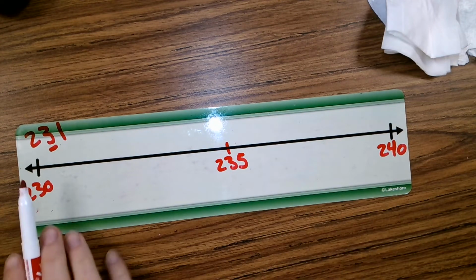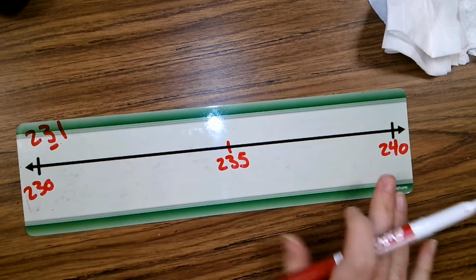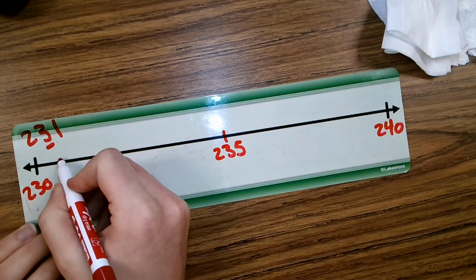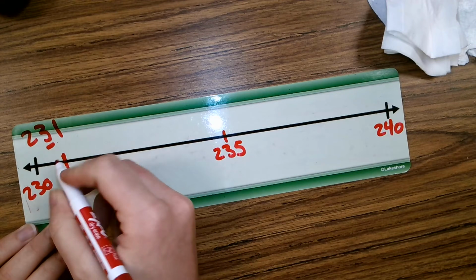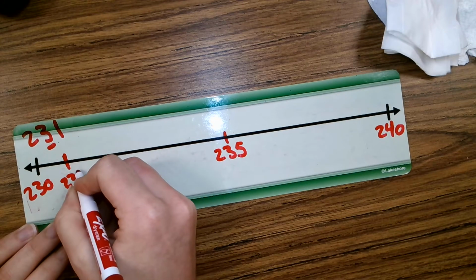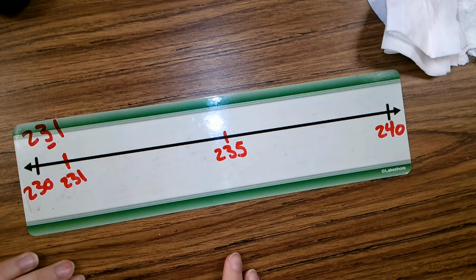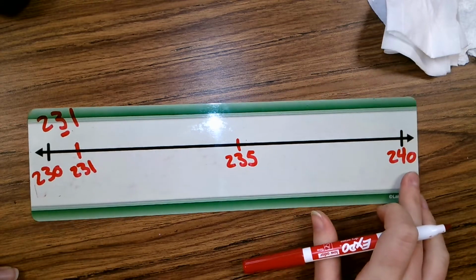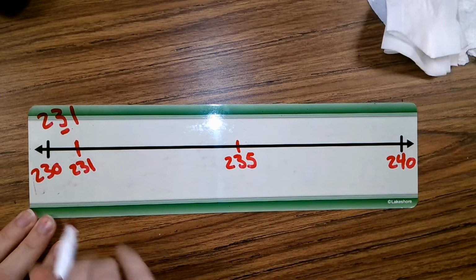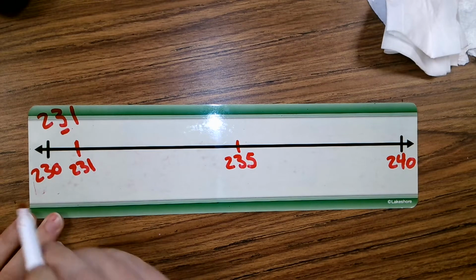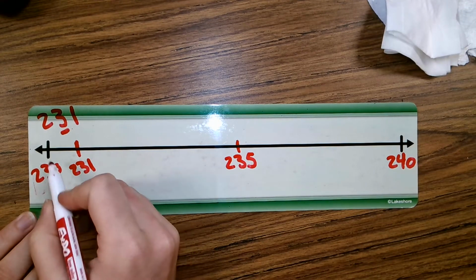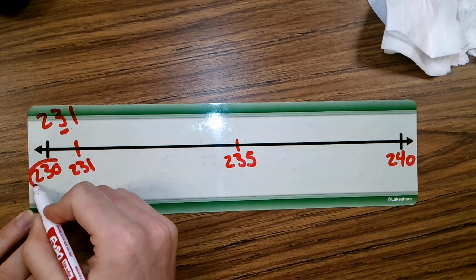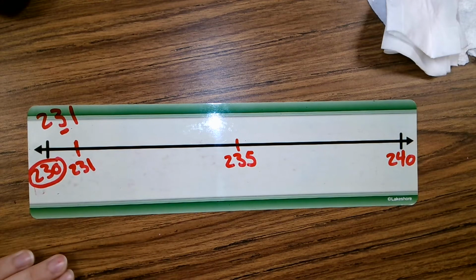Okay, and our number, we've got to find our number on the number line. So our number is 231, and that's probably going to go about right here, 231. Is that closer to 230 or 240? Well, if you look at our number line, it's way closer to 230. So 231 rounded to the nearest 10 is 230.